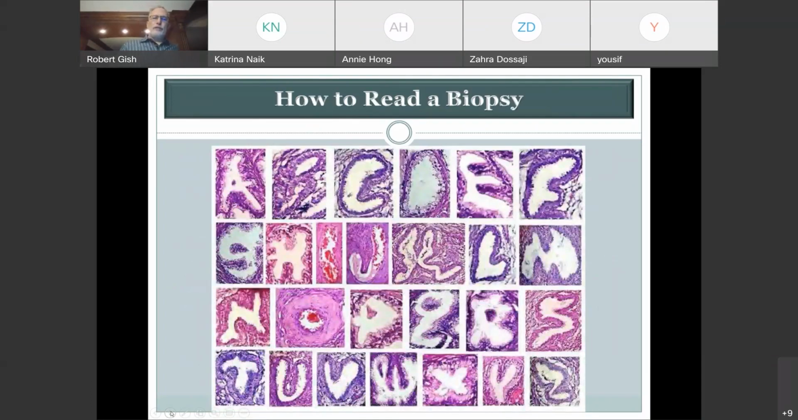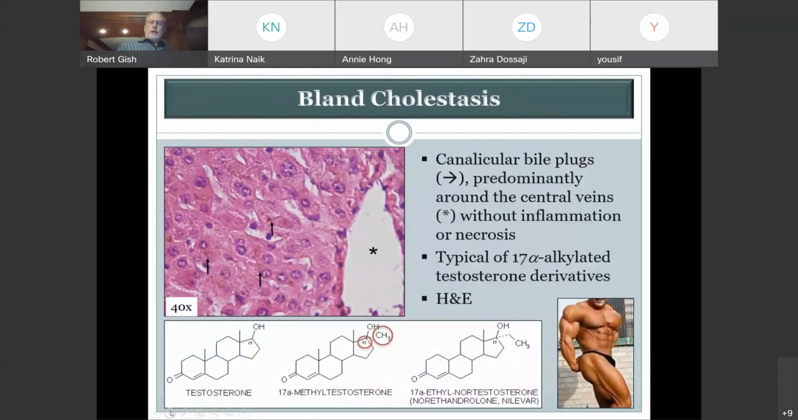Biopsies, this is somebody being very funny again. But this is really nice histology, very bland bile plugs, no inflammation, central vein here normal, sinusoids normal, nuclei are normal. And this is a classic pattern that you would see from people going into one of the nutrition stores where they have these bodybuilding supplements, and they're full of different types of testosterone derivatives.